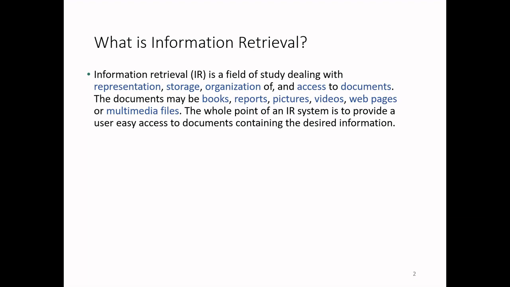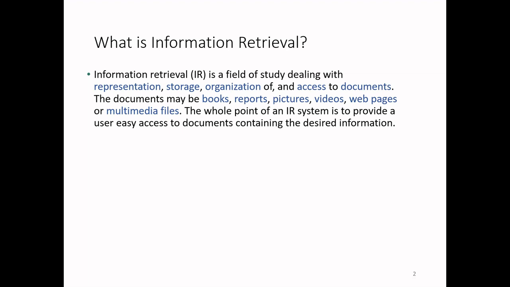And when we talk about documents, these documents could be books, could be reports, could be pictures, videos, web pages, or multimedia files. So document is a very general term in the context of information retrieval, and it might mean any of these things. The whole point of an IR system is to provide the users easy access to the documents that they might be looking for or they might be searching.